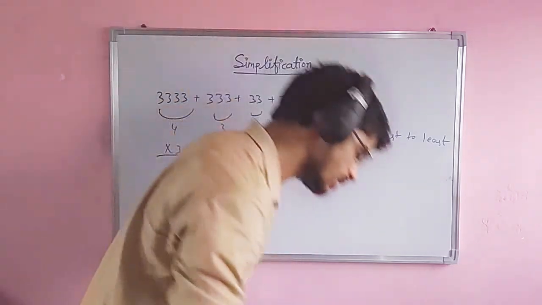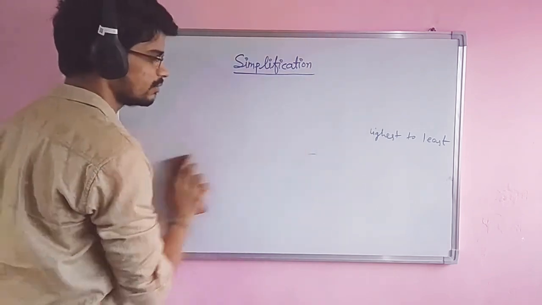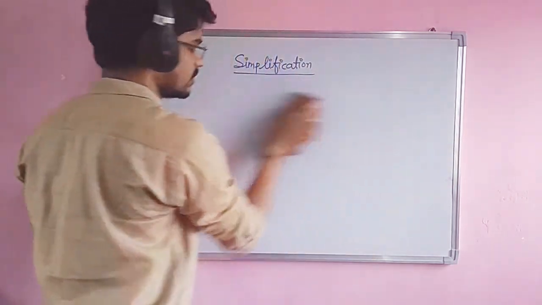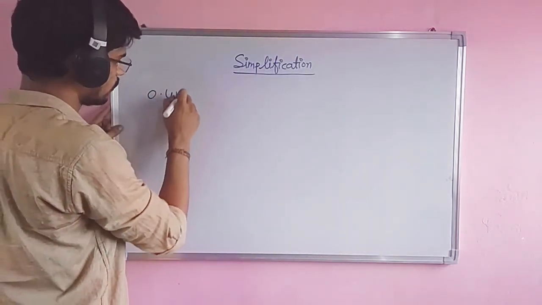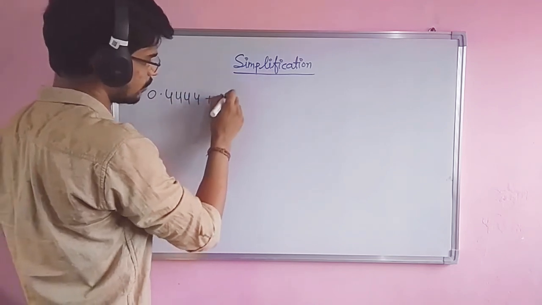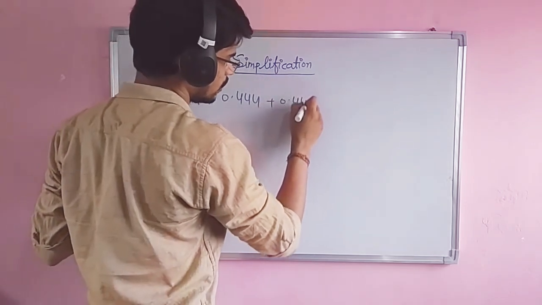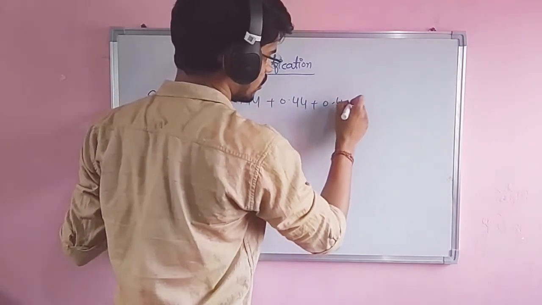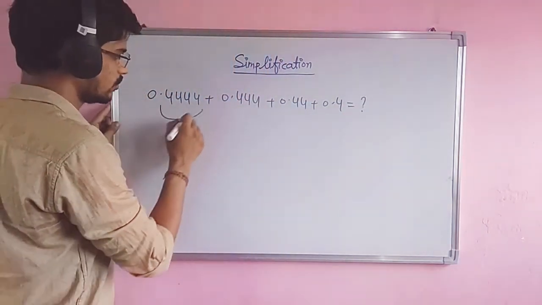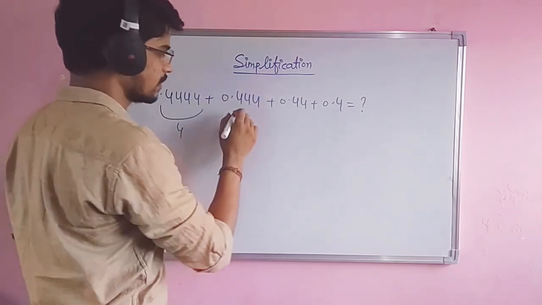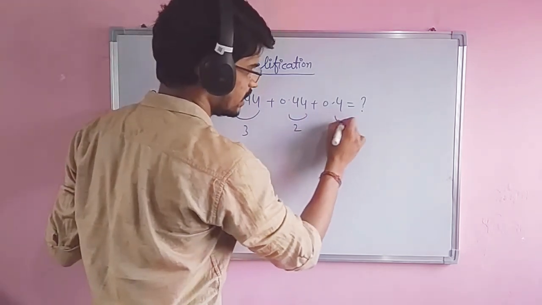Clear? Next, if we change the category into the decimal point, then the concept is converted. If we calculate 0.444 plus 0.44 plus 0.4, how much is it? Now, the occurrence of 4 is 4 times here, 3 times here, 2 times here, and 1 time here.